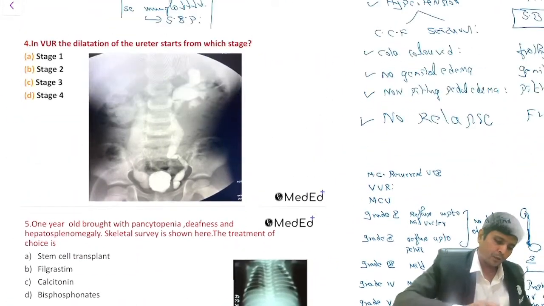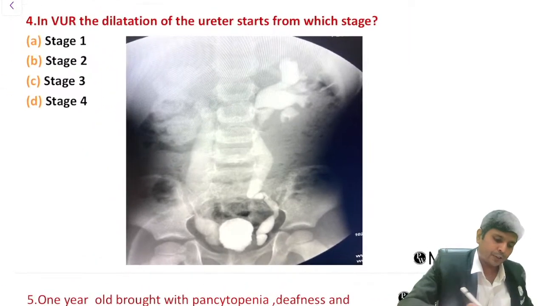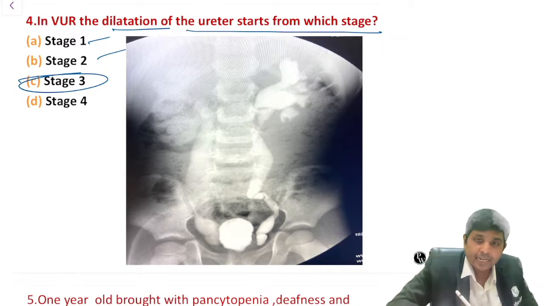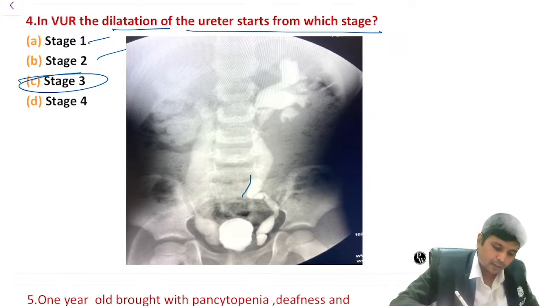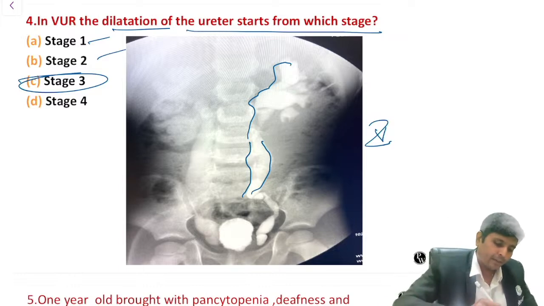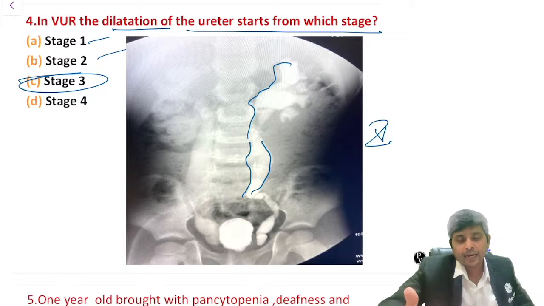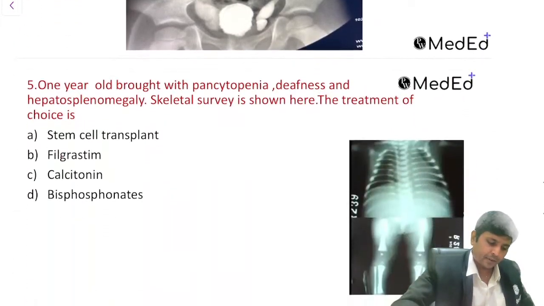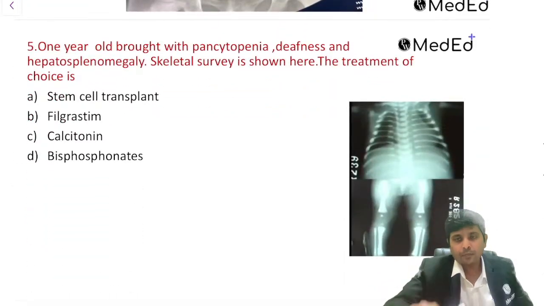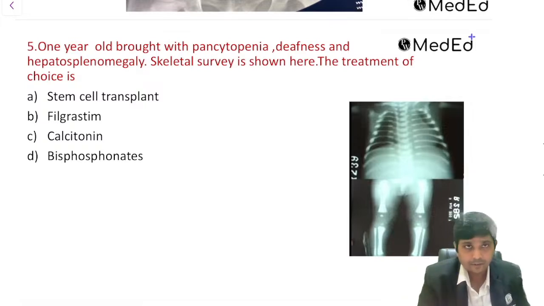So what is the question? In which stage does the ureter start to dilate? Grade 1 no, 2 no, so it is 3. So the answer is 3. What is the identification of this grade in this film? Look at this, it is a very tortuous, massively dilated ureter. So this is grade 5, whereas the answer is stage 3. Stage 3 mild, stage 4 moderate and stage 5 severe. So 3 questions, nephritic, nephrotic as well as urology, one topic, vesico-ureteric reflux is over.